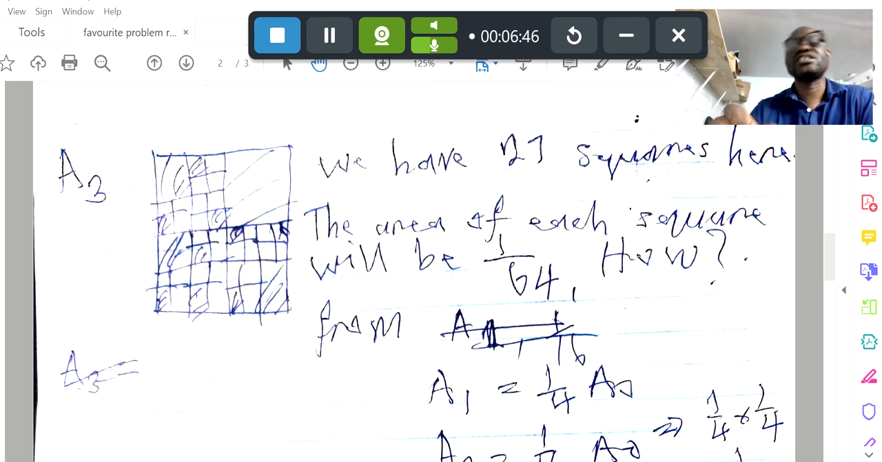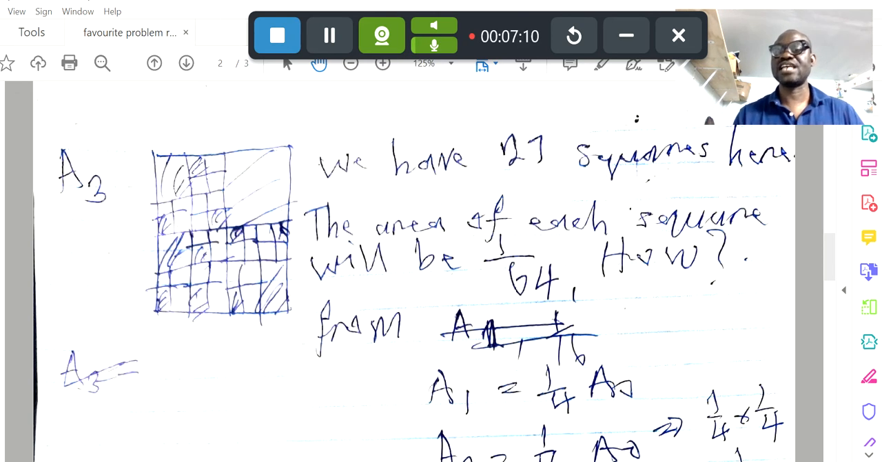And why I'm using this method is for students to know that there's a variety of ways you can think and do mathematics. So we have 27 squares here, and the area of each square will be 1 over 64. And I just said, how did we arrive at that? How do we arrive at 1 over 64?